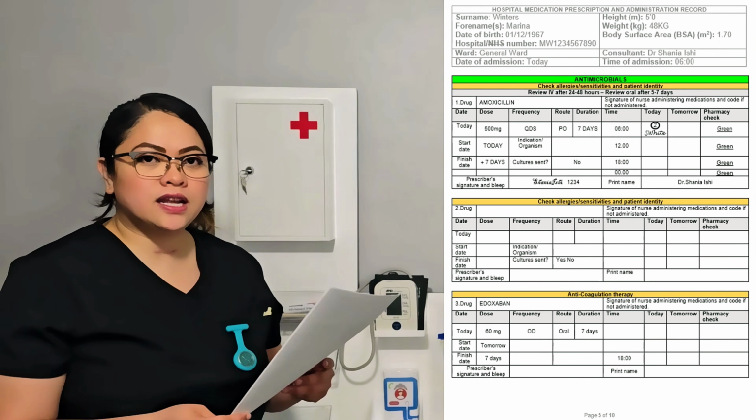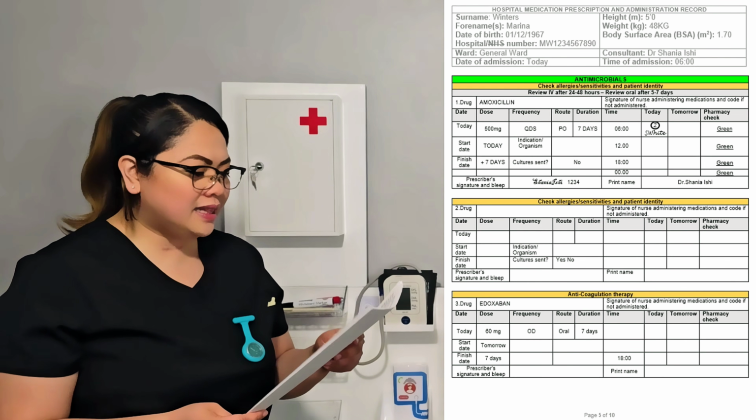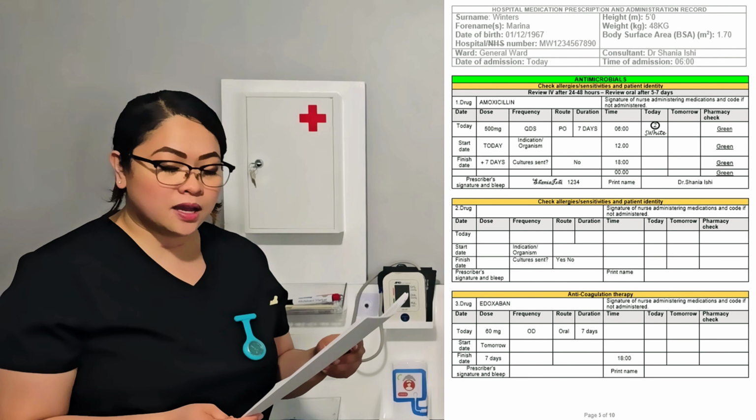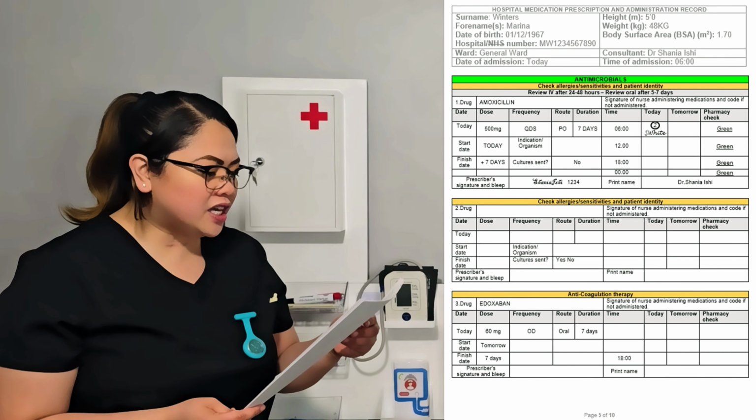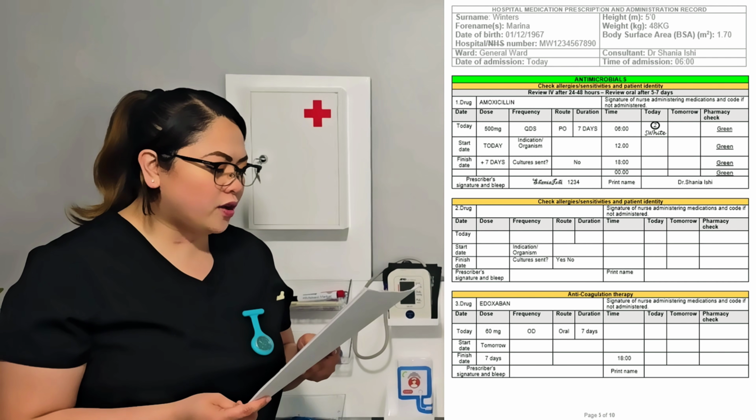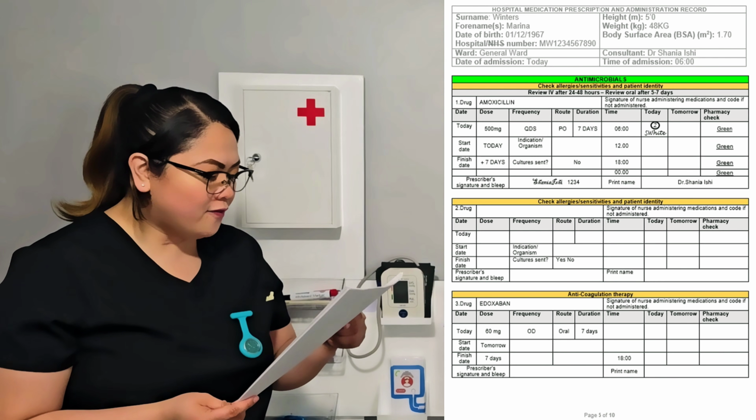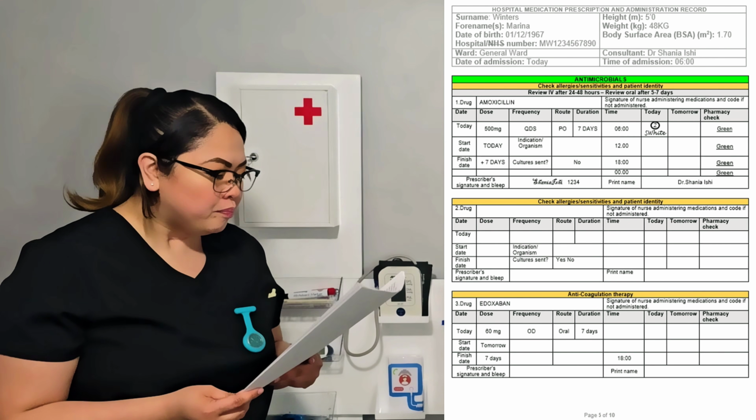Again, this prescription is for Marina Winters. The information of the patient is correct and complete, and the same as the first one. Let's come now to antimicrobials. First drug here is amoxicillin. The date is today. The dose is 500 milligrams. Frequency is KDS orally for 7 days. The start date is today. Finish date is 7 days.